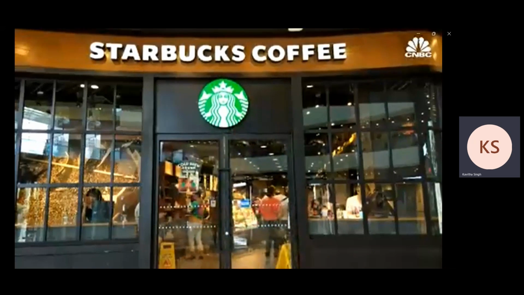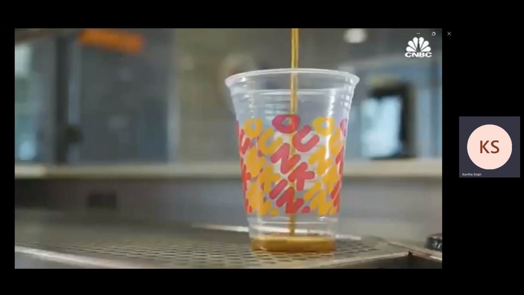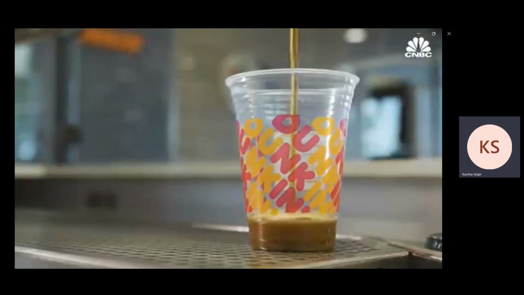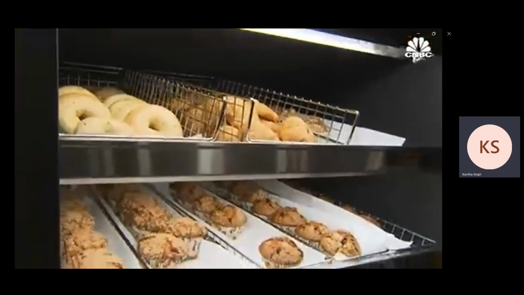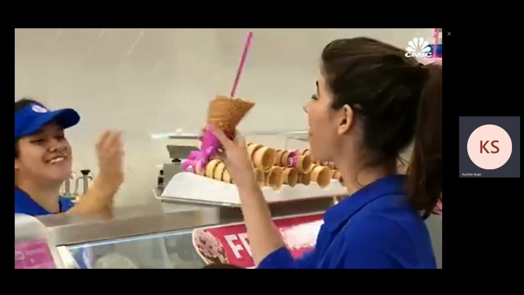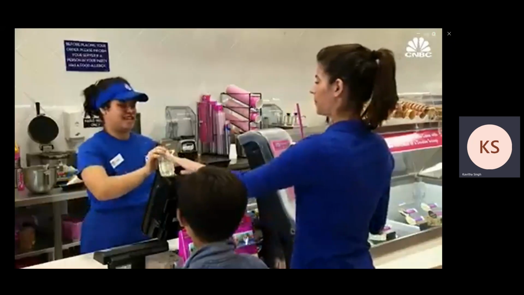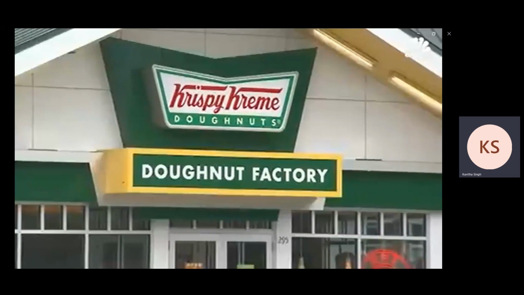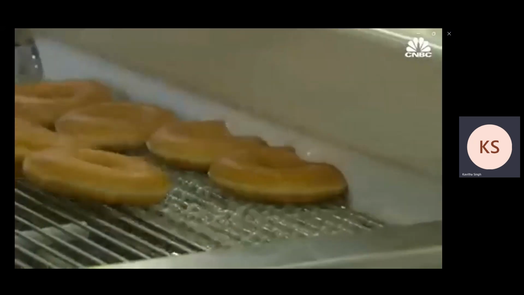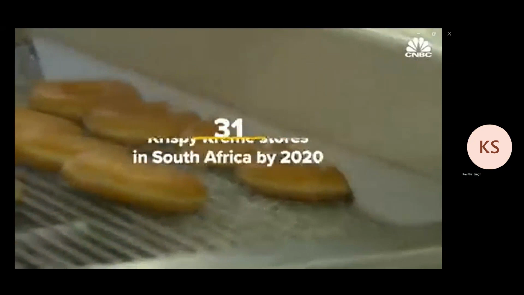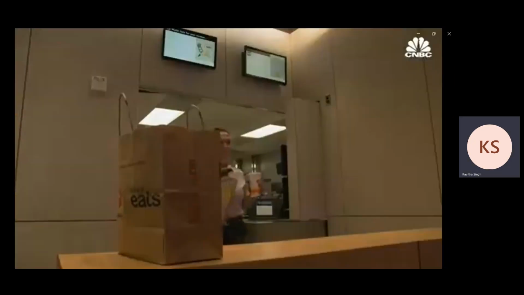Other international coffee chains have tried and failed to expand in South Africa. Northeast favorite Dunkin' Brands opened stores there in 2016. But in February 2019, its licensor said it would close all Dunkin' Donuts and Baskin-Robbins there due to poor performance. Krispy Kreme opened stores in 2015 with a much more modest goal than Starbucks, to open 31 restaurants by 2020.